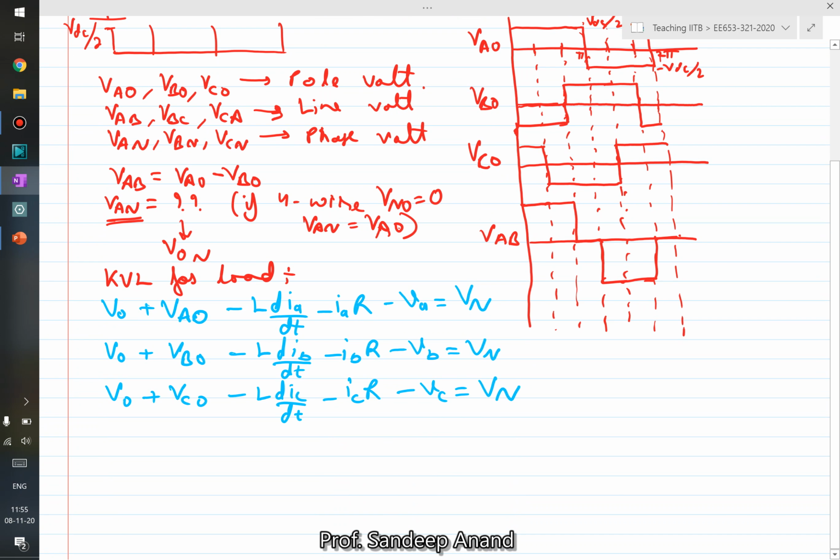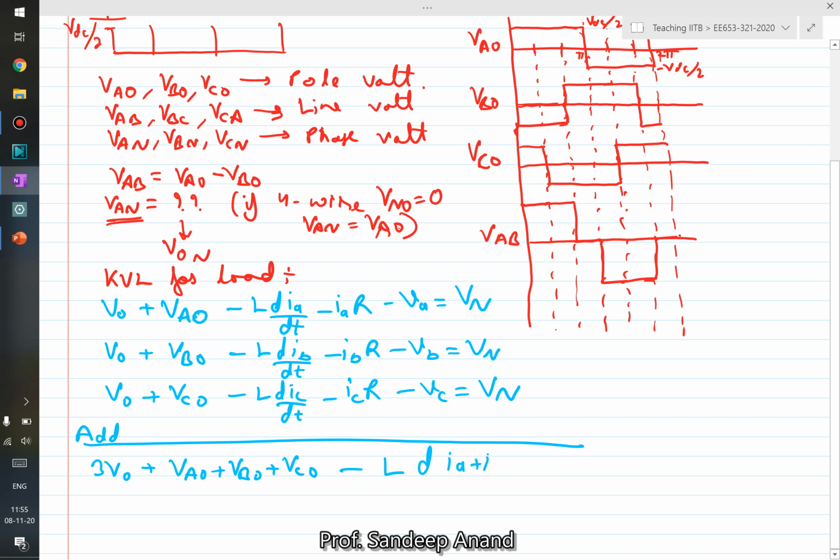Let me add these three equations now. If I add these three equations, I get 3 times VO plus VAO plus VBO plus VCO minus L times d of (IA plus IB plus IC) by dt minus R times (IA plus IB plus IC) minus (VA plus VB plus VC) is equal to 3 times VN. So I've just added the three equations.